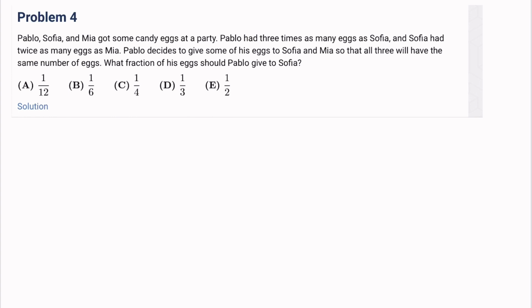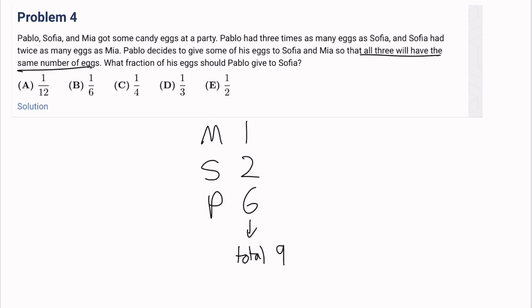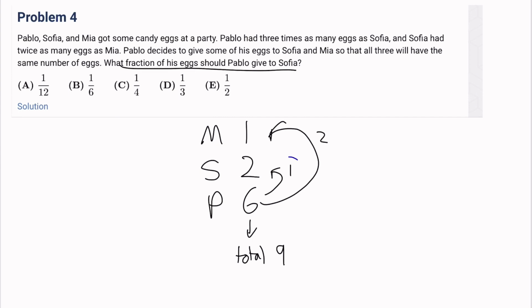Okay, so for these conditions, Sophia had twice as many eggs as Mia, so if Mia had 1, Sophia had 2. And if Sophia had 2, then Pablo had 6, right? Then that means there was a total of 9, right? And for all 3 to have the same number of eggs, then each has to have 3, right? So Pablo has to give 1 to Sophia and 2 to Mia. What fraction of his eggs should Pablo give to Sophia? So it's 1 over 6. The answer is B.